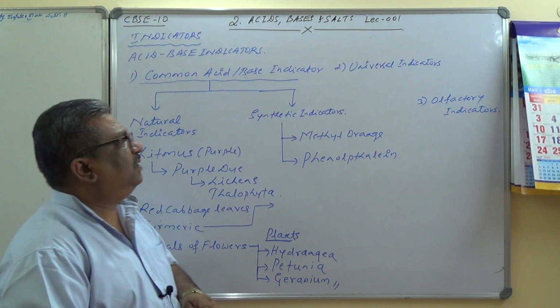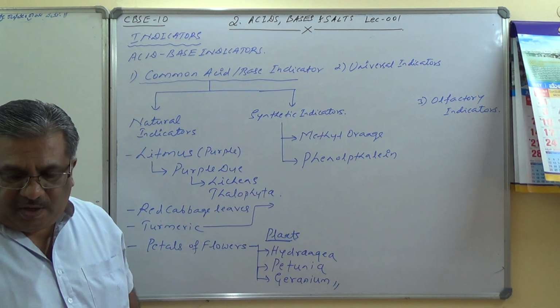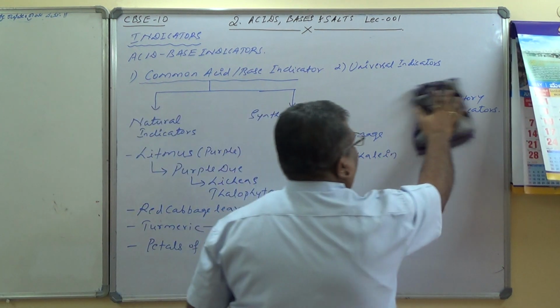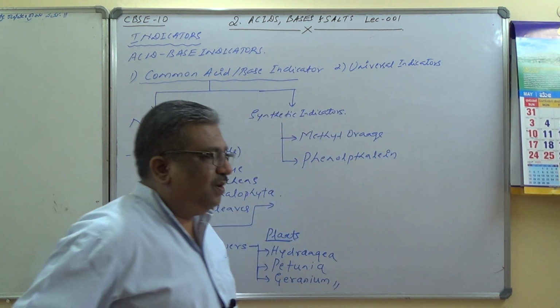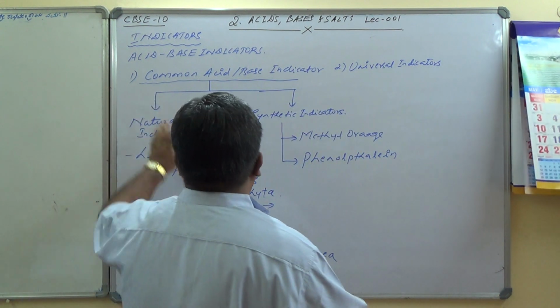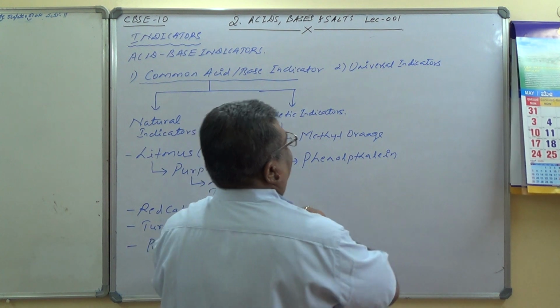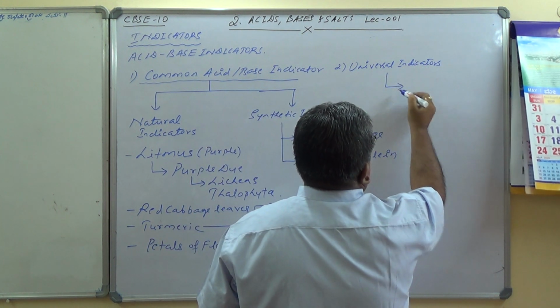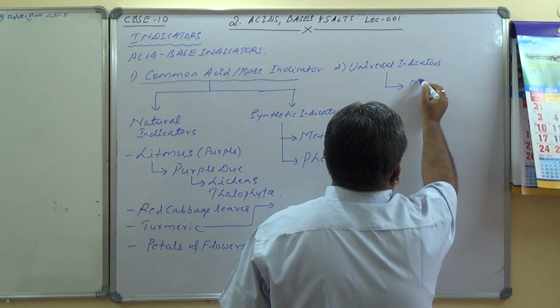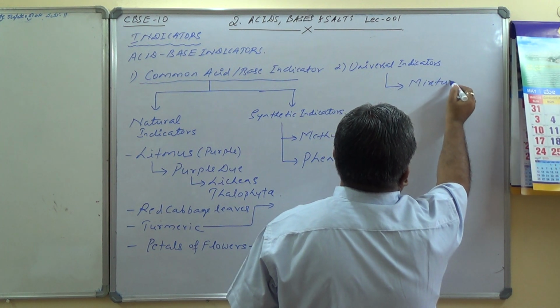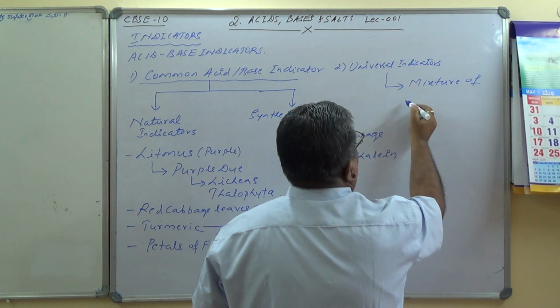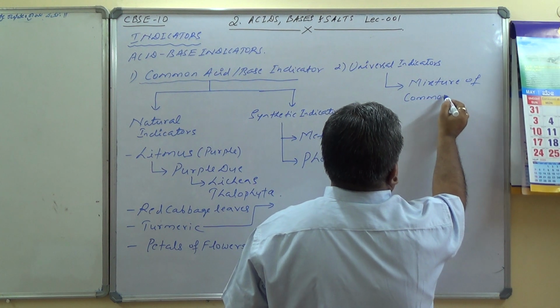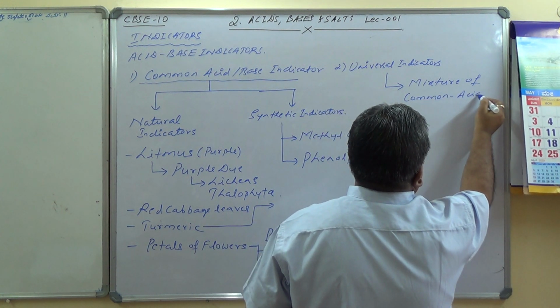Now what are these universal indicators? Universal indicators are a mixture of natural indicators, or a mixture of common acid base indicators.